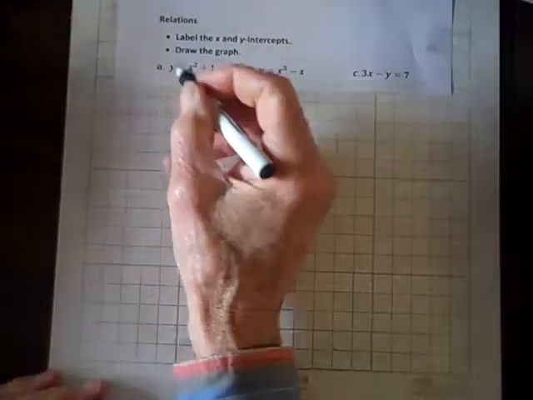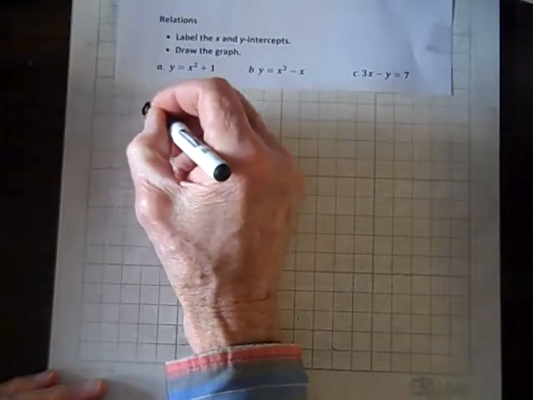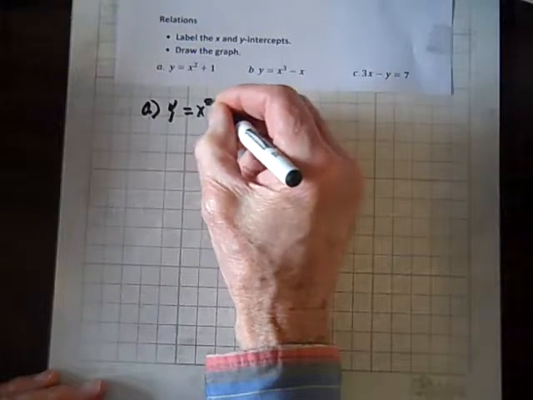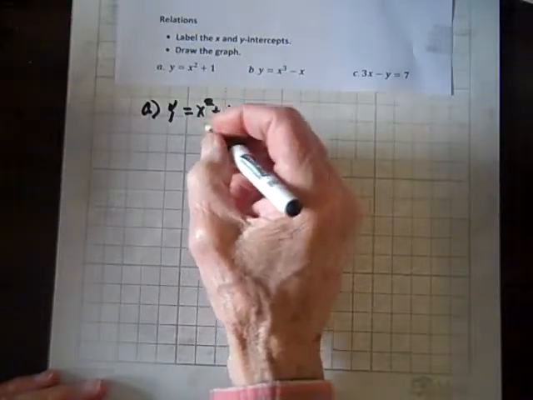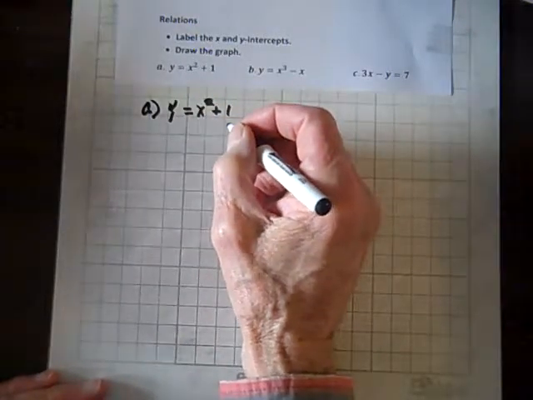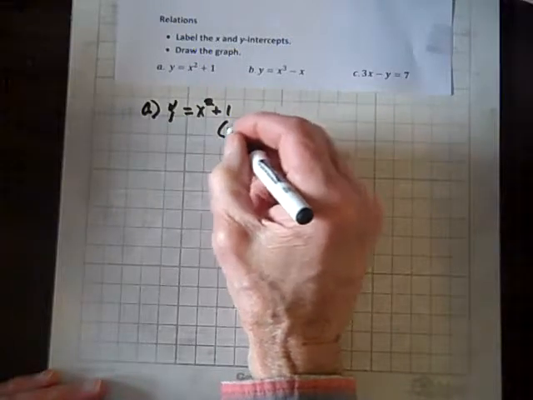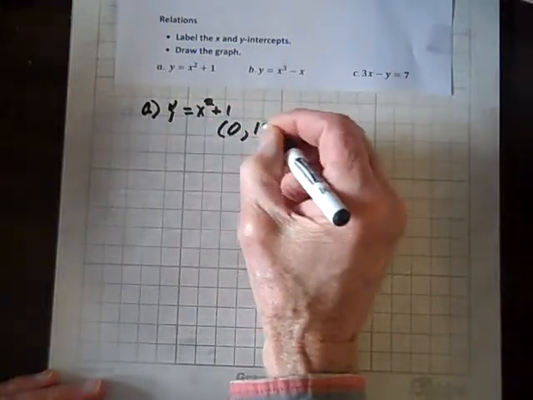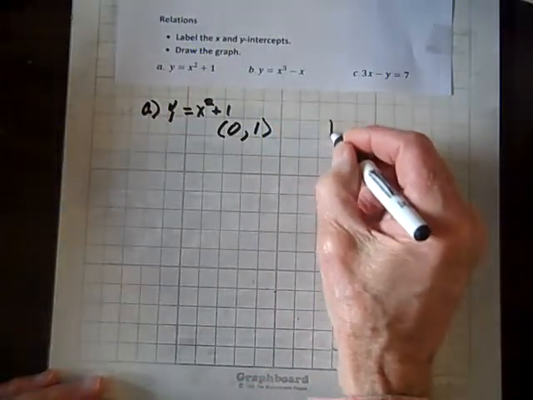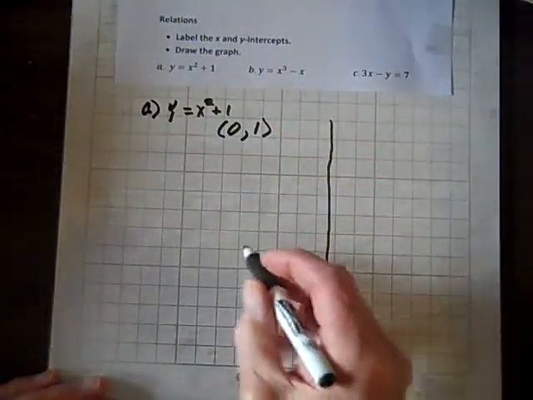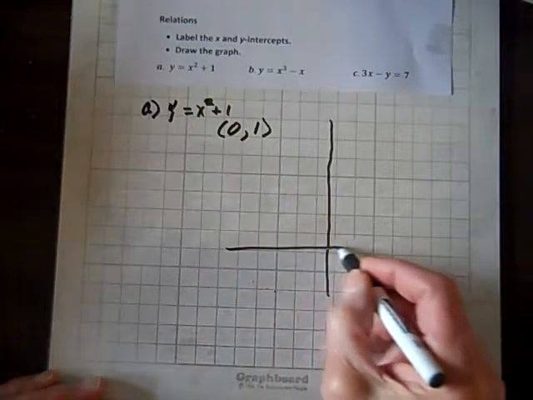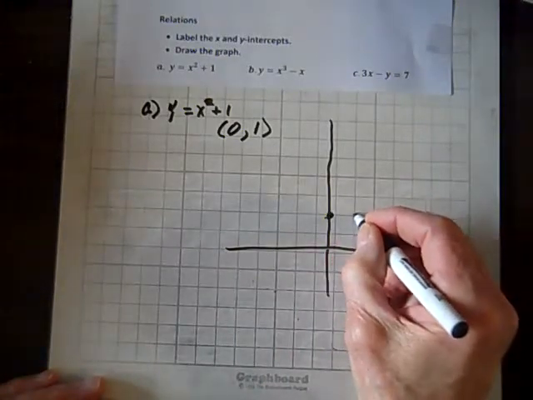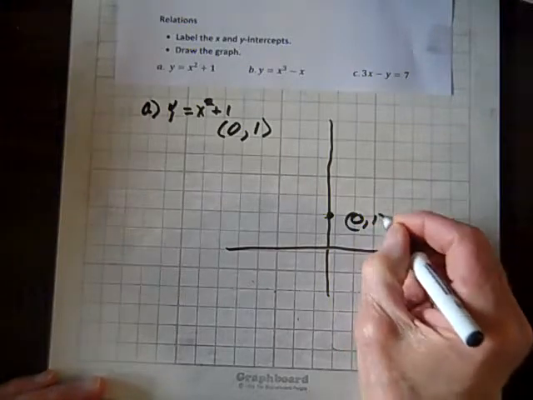So we have y equals x squared plus 1. If we let x be 0, what we get is y equals 1. So that's the y-intercept for this thing, and we'll label this 0, 1.